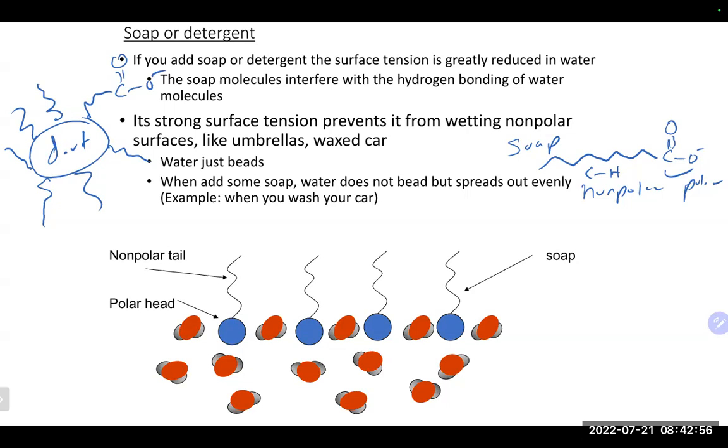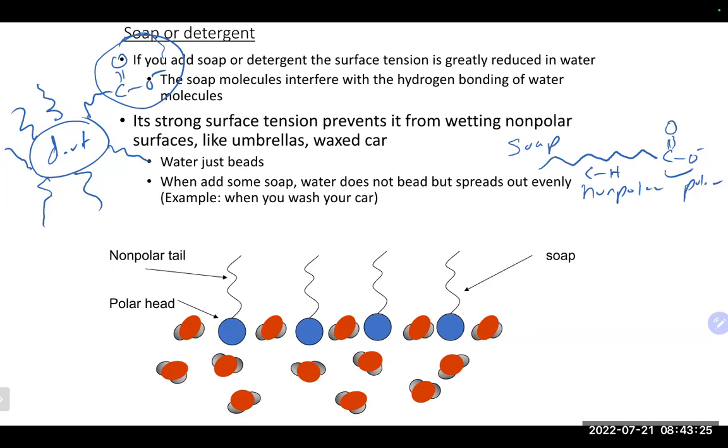And water is polar. So as you wash off with water, the water and the polar side of soap will interact really well with each other and wash off and mix, and obviously take the dirt with you when you're doing it. We could also, for example, if you put water on something, that strong surface tension prevents the water from spreading out on nonpolar surfaces, because nonpolar and polar really don't interact very well.